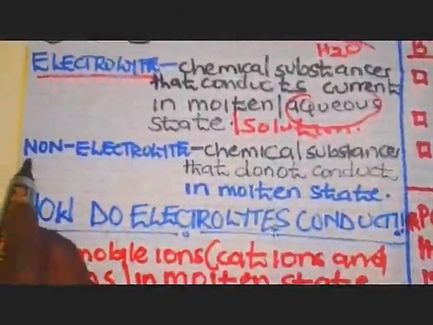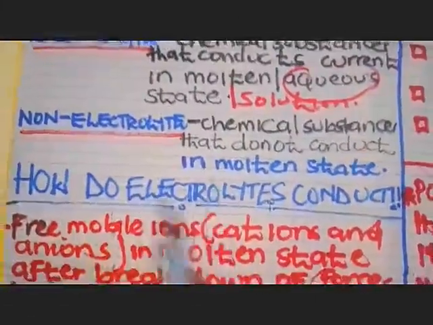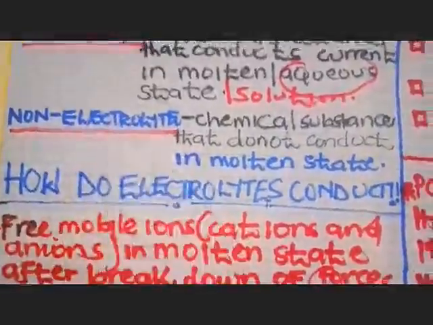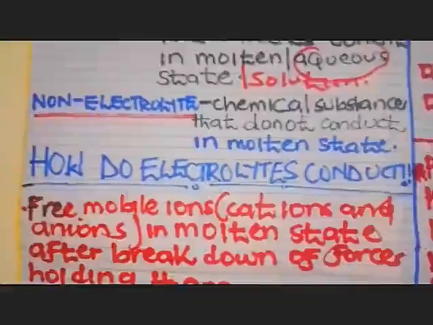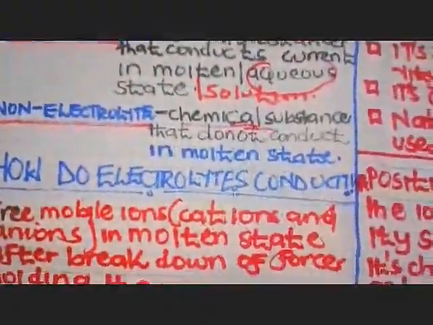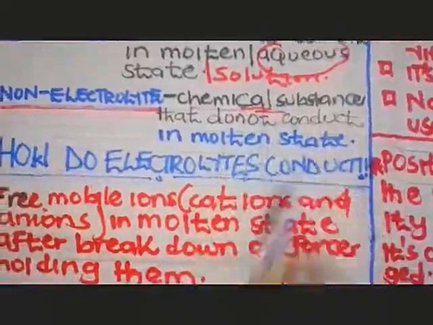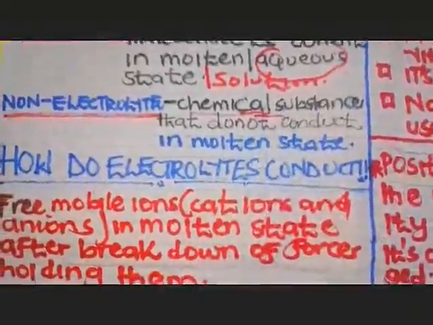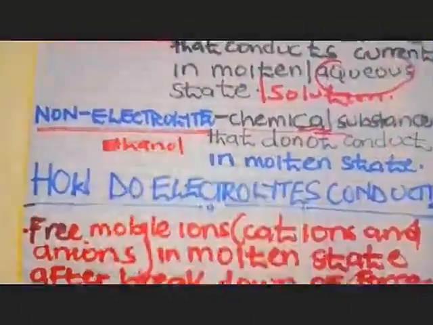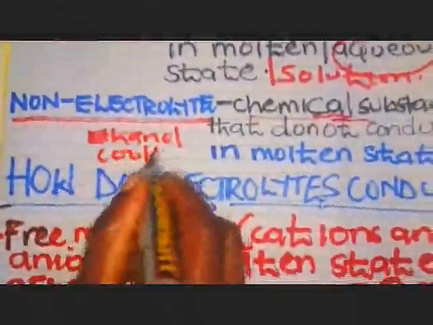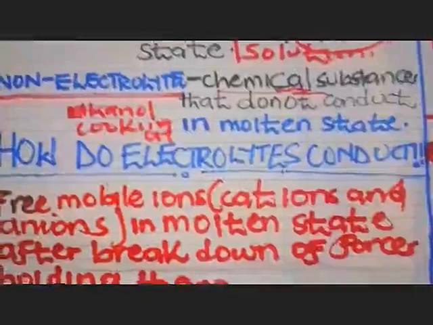Therefore, cooking oil, diesel, paraffin, petrol, and others are going to be under non-electrolytes. Simple organic substances will fall under non-electrolytes. So, non-electrolytes are the opposite of electrolytes. These are simple chemical substances that do not conduct electric current in molten state. I've already given you examples, like ethanol. Ethanol is one example. You look at cooking oil, most organic substances, and so on.